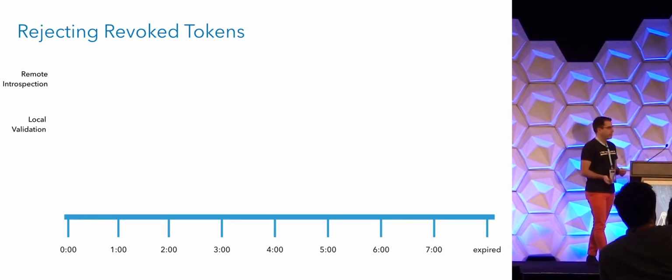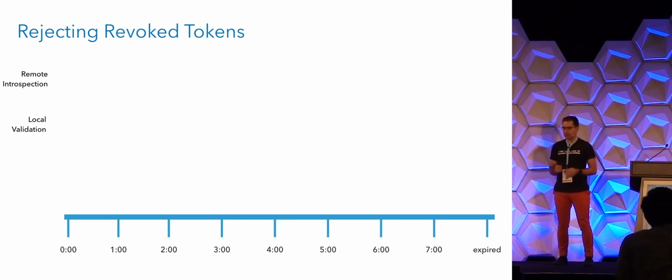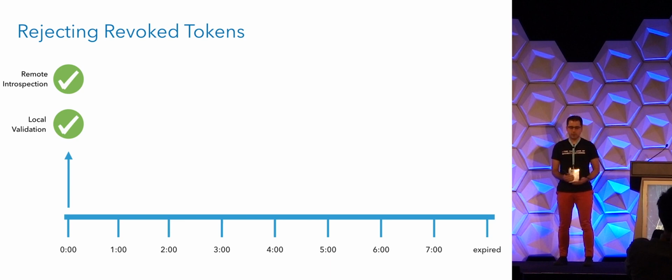So let's look at this example. If you have access tokens that last for 8 hours, and one is issued at time 0, and then you check the JWT signature, it says it's valid, you go and ask the OAuth server remotely, is this valid?